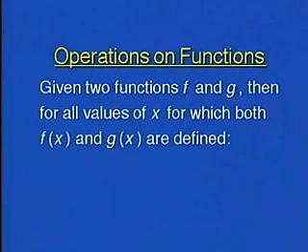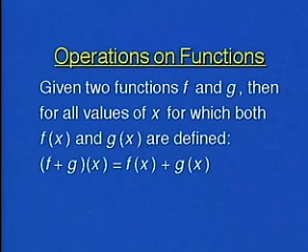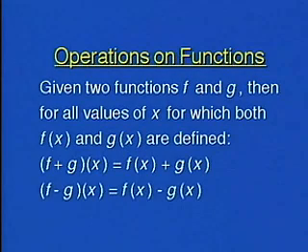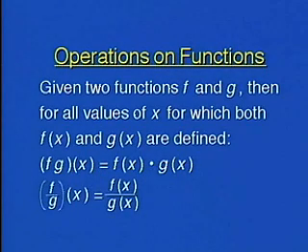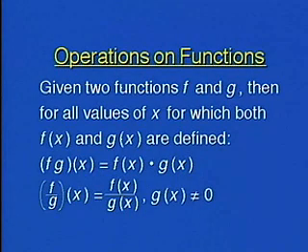Given two functions f and g, then for all values of x for which f of x and g of x are defined, f plus g of x is equal to f of x plus g of x, f minus g of x is equal to f of x minus g of x, f times g of x is equal to f of x times g of x, f divided by g of x is equal to f of x divided by g of x, and here we have to be careful and make sure g of x is not equal to 0.